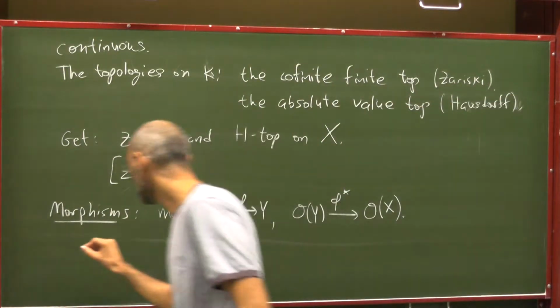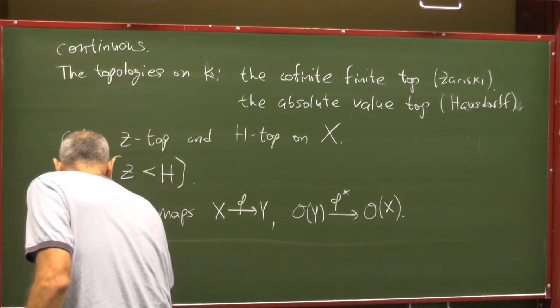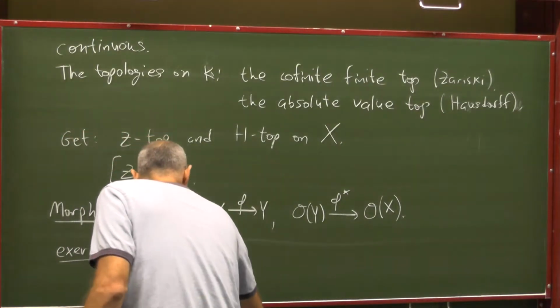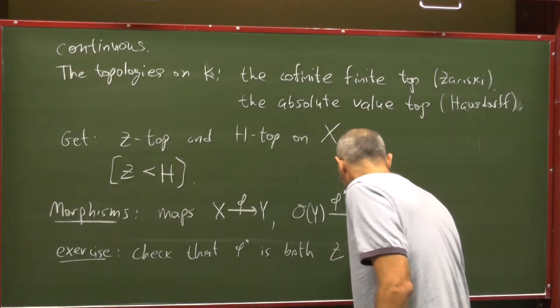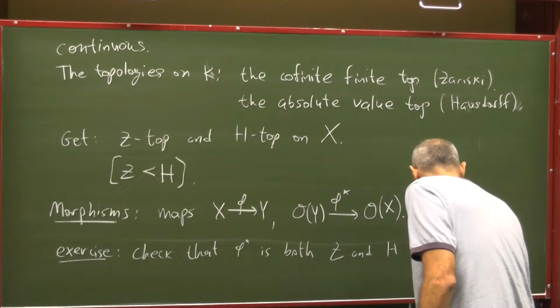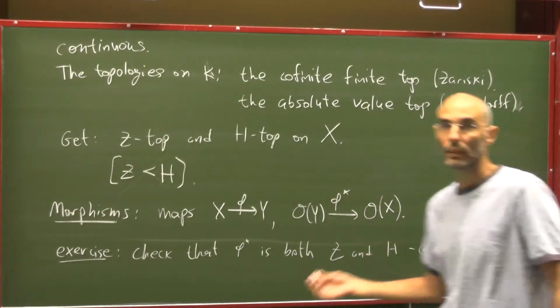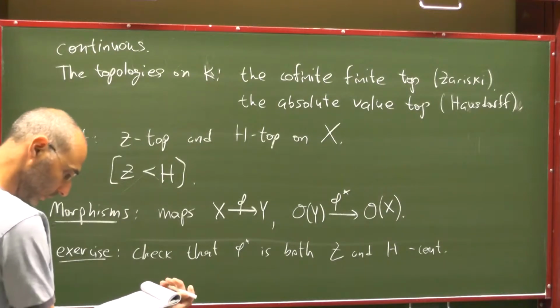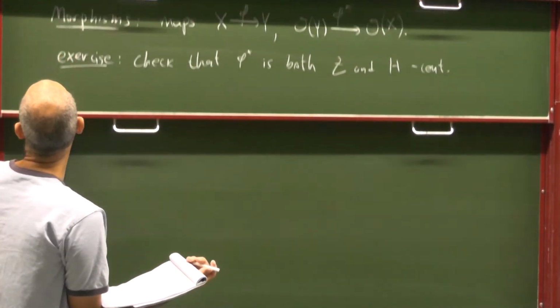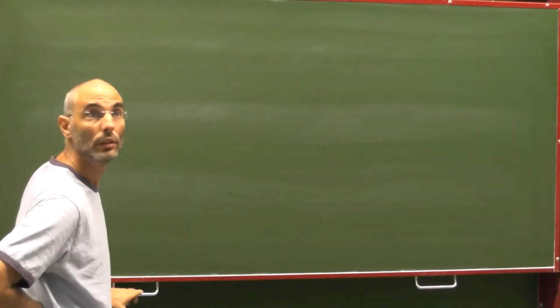So, exercise: check that phi star is both Z and H continuous. And this is by the fact that I'm using these topologies now for the definition. This should be very easy. Phi star is a homomorphism of algebras.